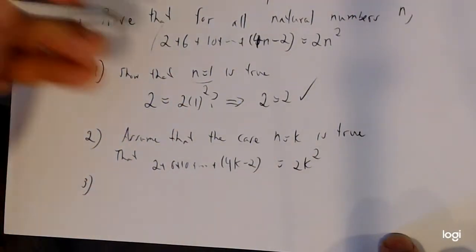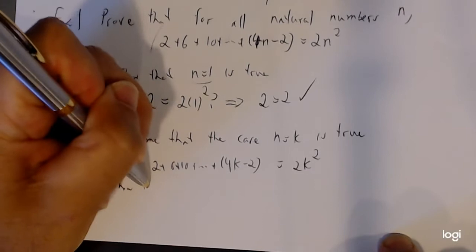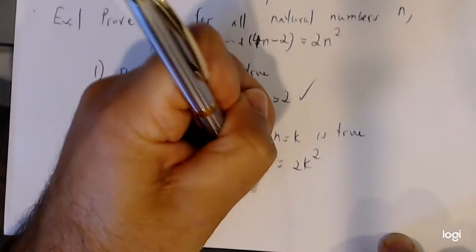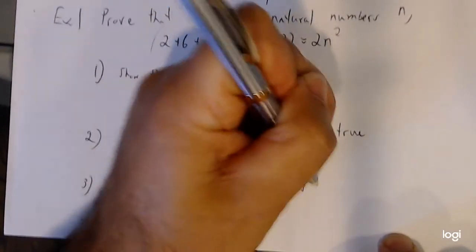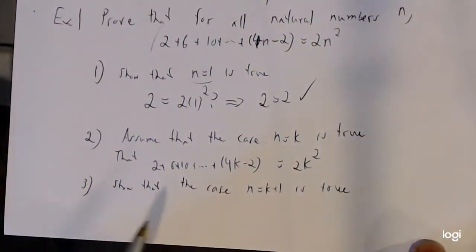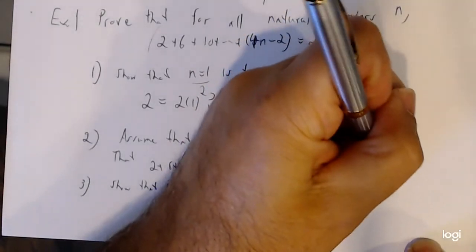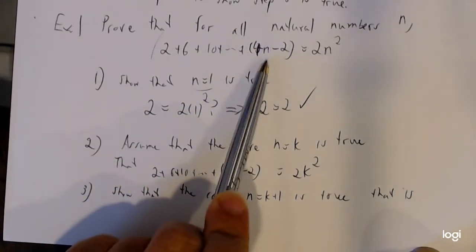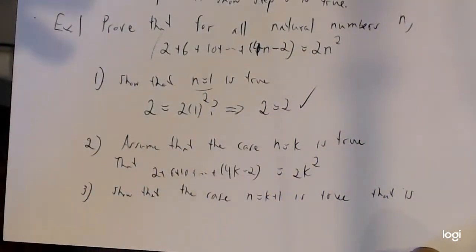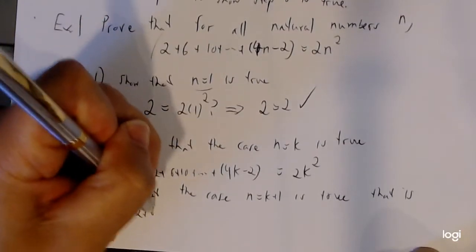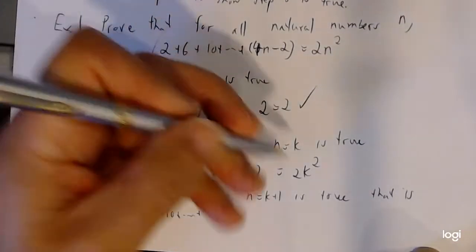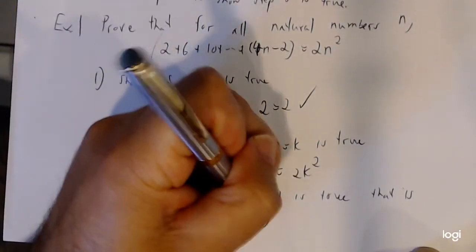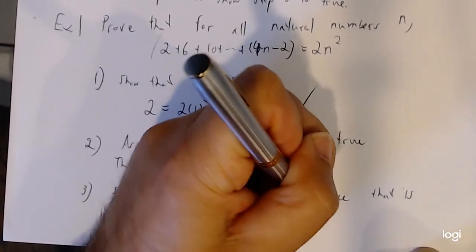What is it that we want to show now? We want to show that the case n equals k plus 1 is true. So we want to show this, okay? We haven't proven this, so we have to show this. Now, if I go back up to this top equation, what am I replacing n with? K plus 1, right? Because that's what n is. So we want to say that 2 plus 6 plus 10 plus all the way to 4 times k plus 1 minus 2 is equal to 2 times k plus 1 squared.